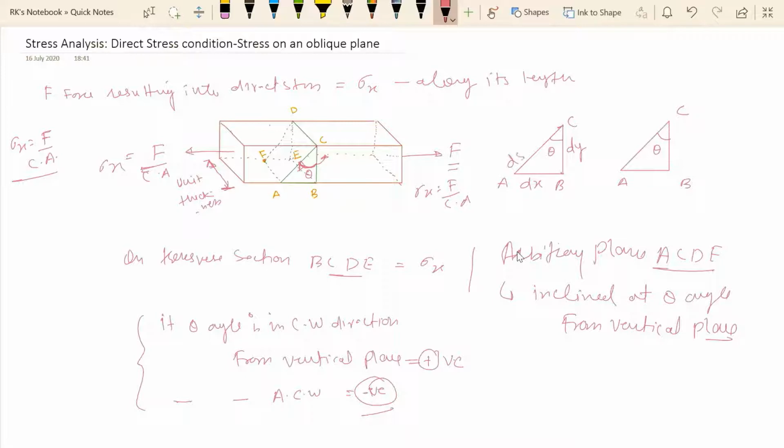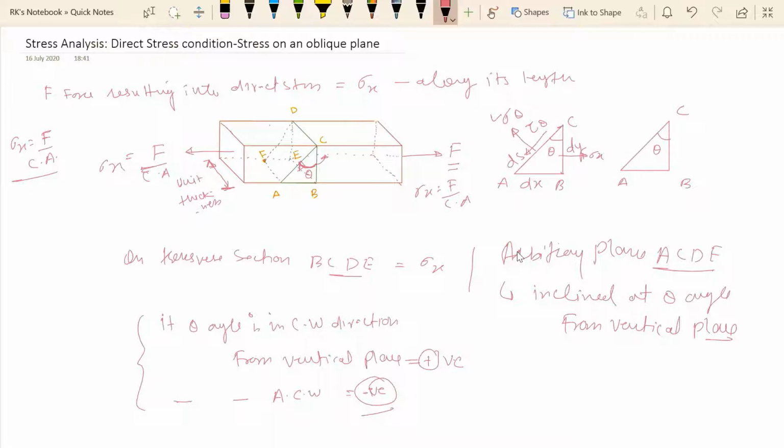So this is ds. As we know, in this direction the stress is sigma x, and this inclined plane AC will have two stresses. One is the direct, normal stress sigma theta, and the other is tau theta. So this AC plane will have two components of stress: direct stress sigma theta and shear stress tau theta.